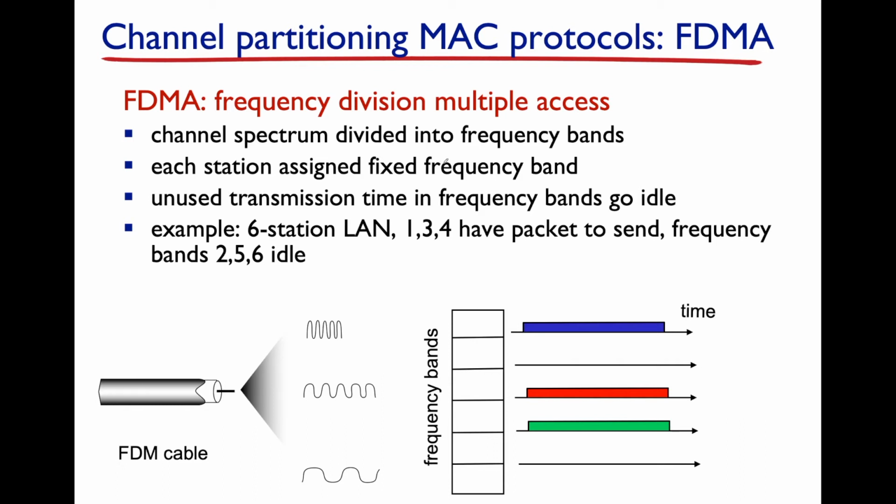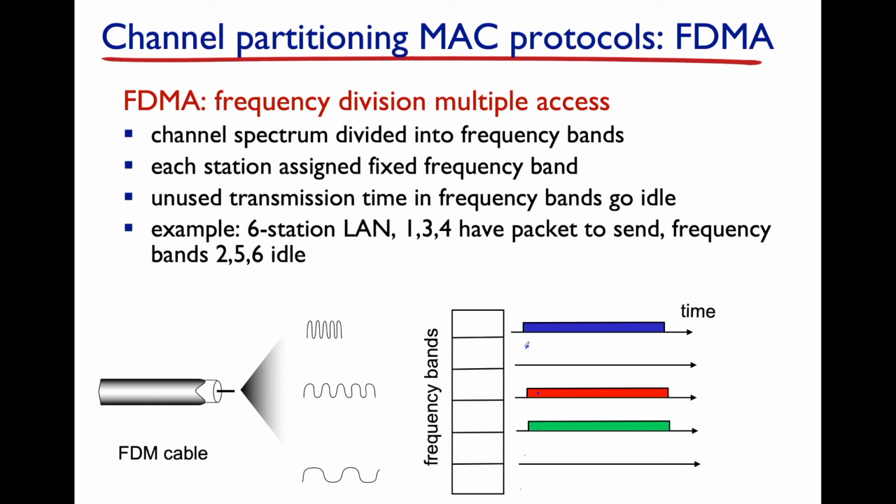With frequency division, the entire frequency spectrum is divided into bands, kind of like channels for radio or TV. And each station or host that wants to communicate is assigned a channel or a frequency band. Now, of course, any unused frequency bands are going to go idle. But in the case of this frequency division multiplexing, you have, for example, 6 frequency bands. And let's say station 1, 3, and 4 are using their frequency bands, but 2, 5, and 6 are not. Those unused channels go idle.